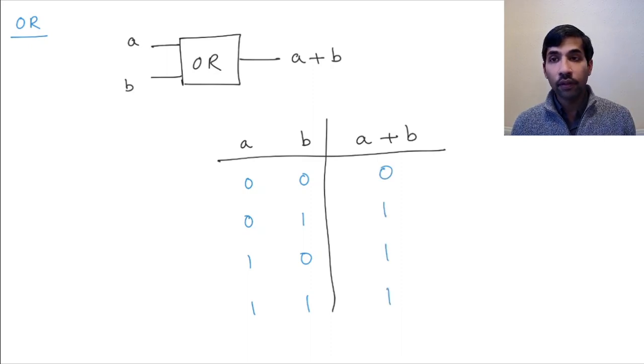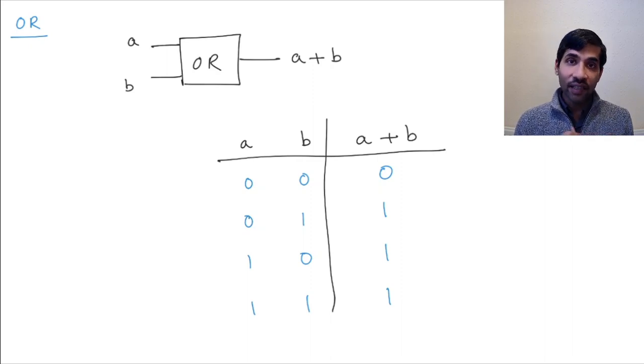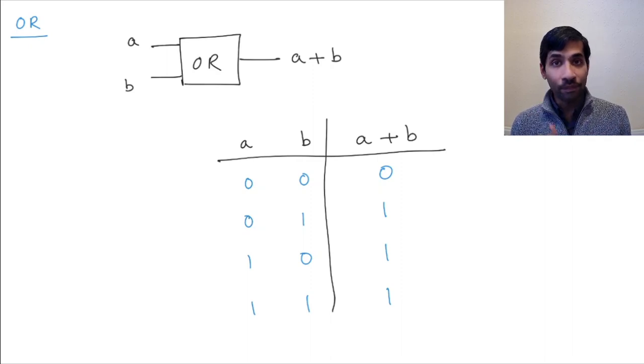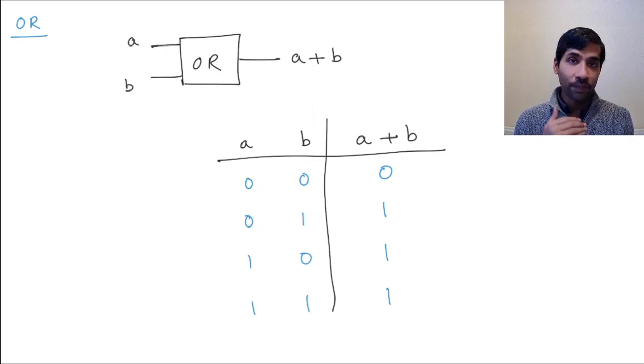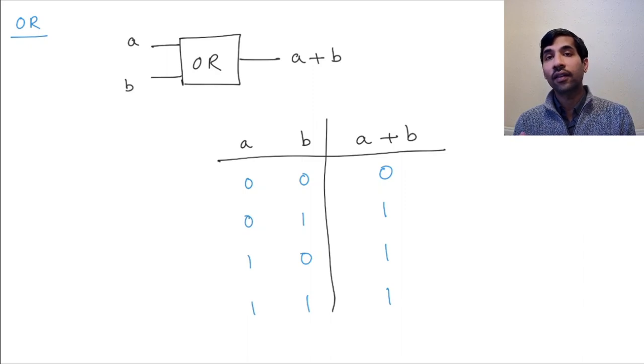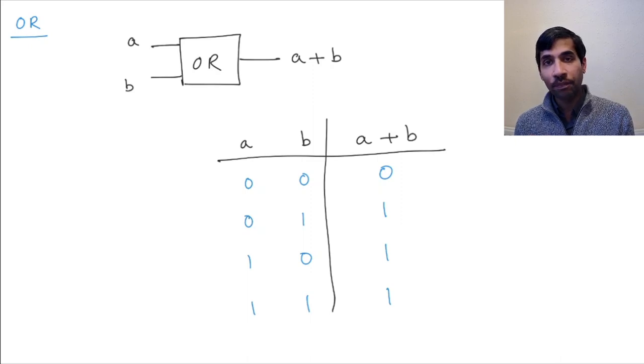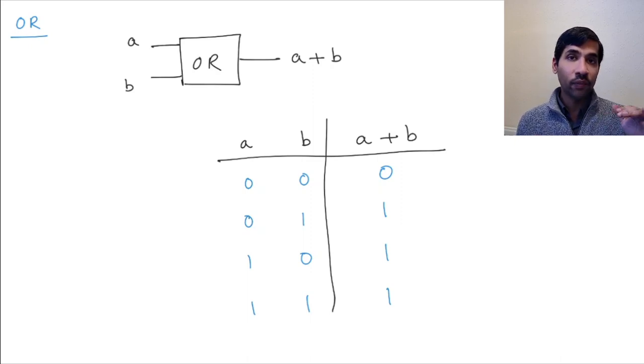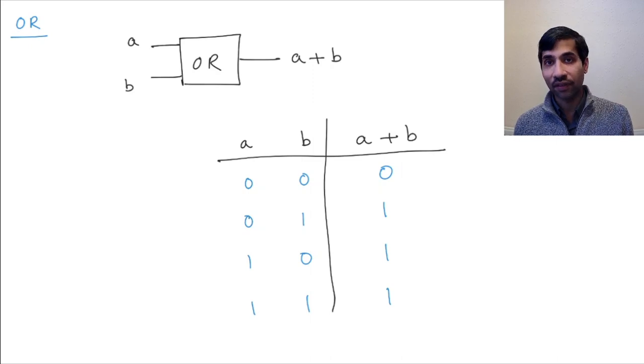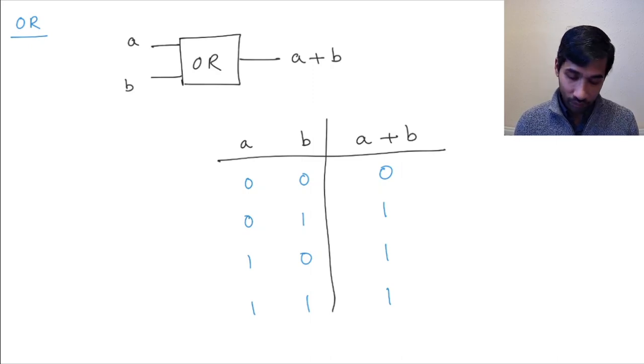The way the OR operation works is that the output is 1 when either A or B is 1. If A or B is 1, the output of the OR operation is 1. So in other words, A or B is going to be 0 only when both A and B are 0. Okay, hopefully that makes sense.